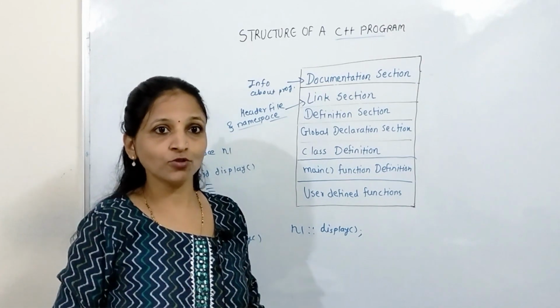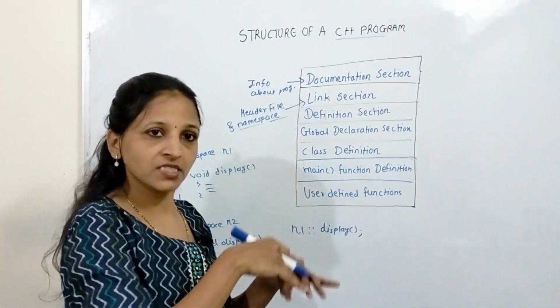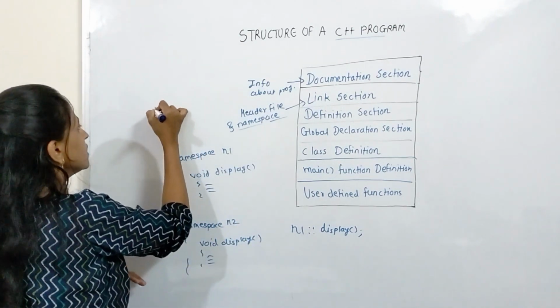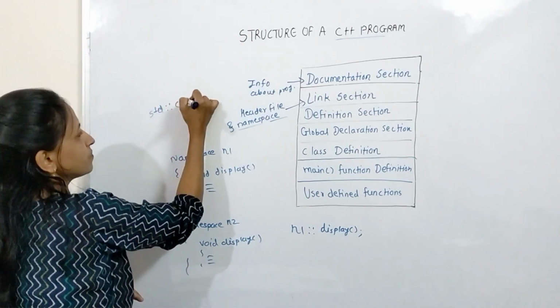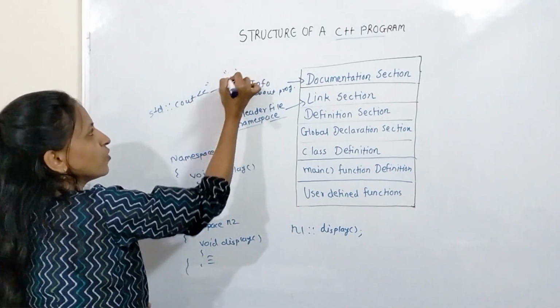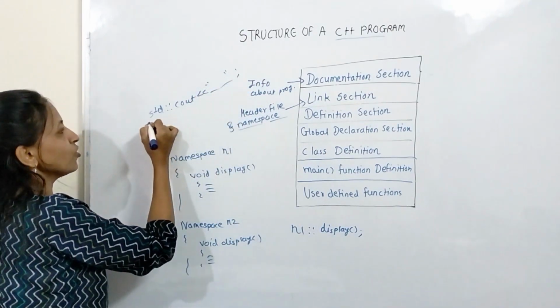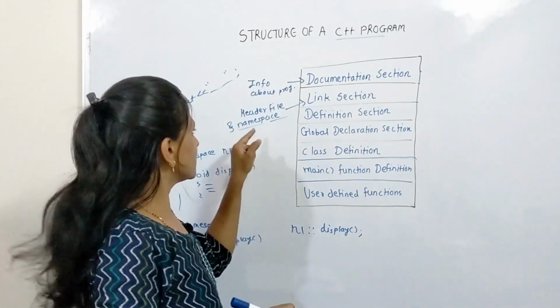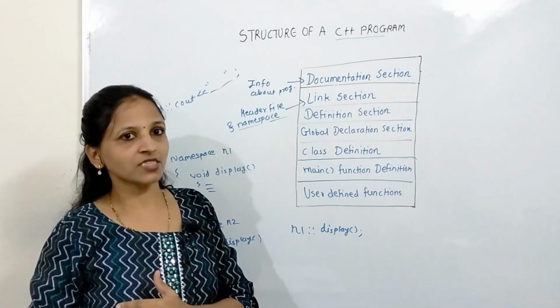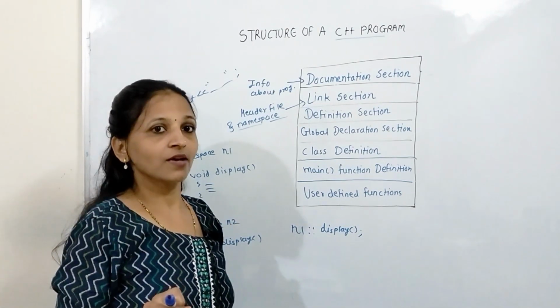But we have to use the cout object from that std namespace, so we have to write std scope resolution cout, and then whatever message you want to display. See here, instead of writing this one, you can declare the namespace here, and then that namespace will be considered throughout the program. Get it?